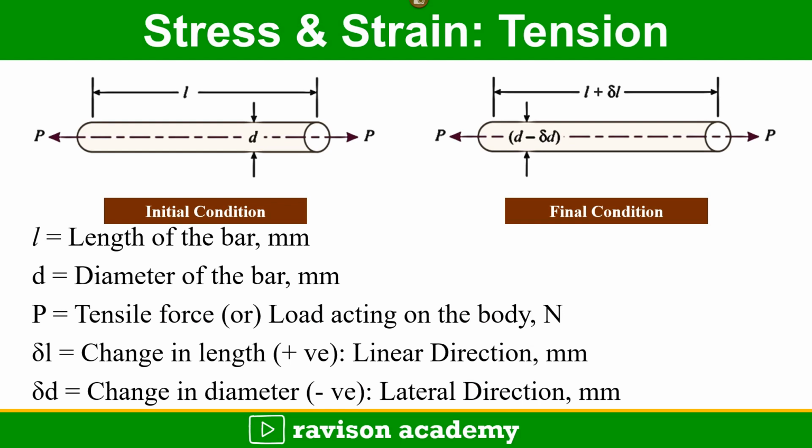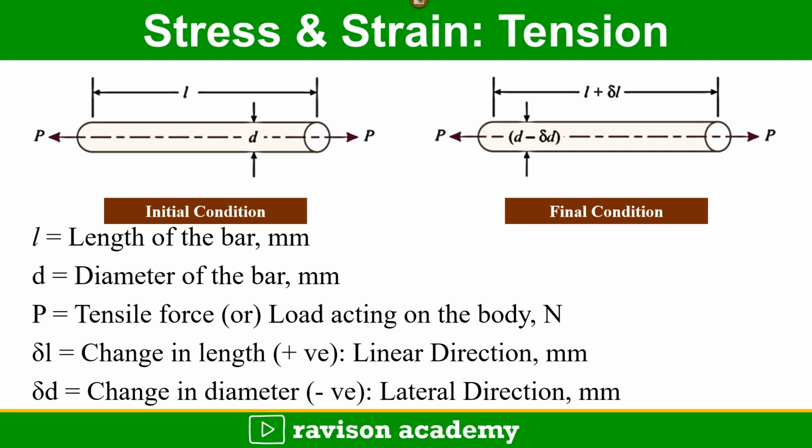So that internal resistance is called stress. The length is L, taken in mm. The d is the diameter of the bar, taken in mm. P is the tensile force or the tensile load acting on the body. So the change in length here is positive in the linear direction.